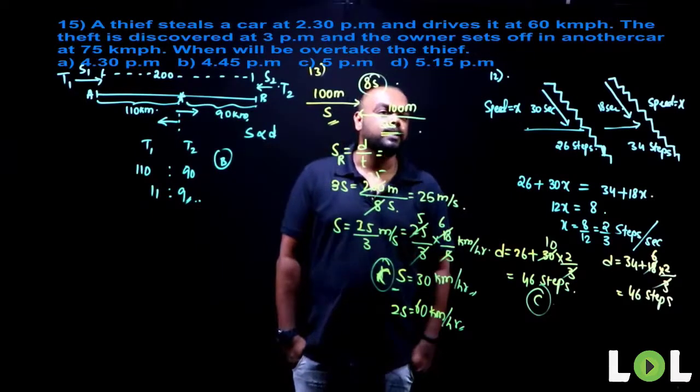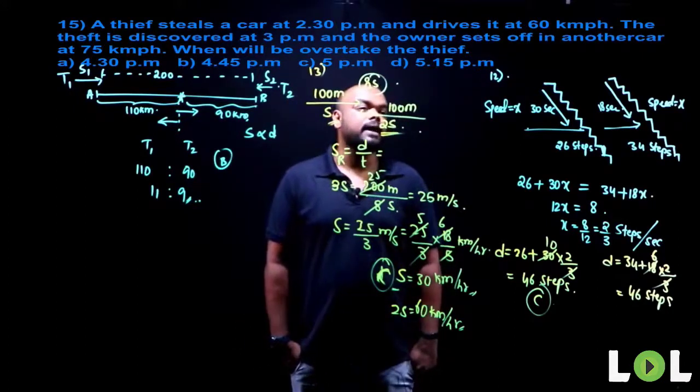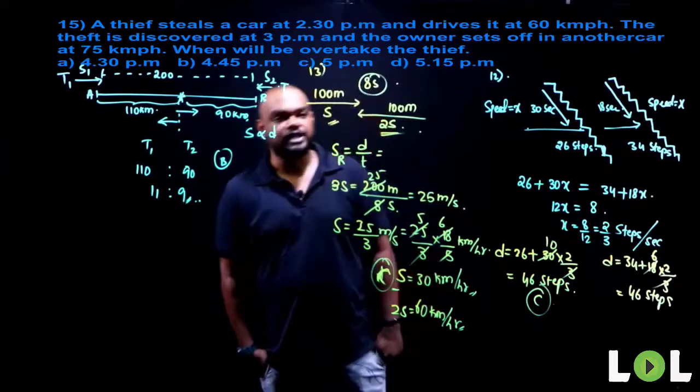Question number 15. A thief steals a car at 2:30 p.m. and drives it at 60 km per hour. The theft is discovered at 3 p.m. and the owner sets off in another car at 75 km per hour. When will he overtake the thief?